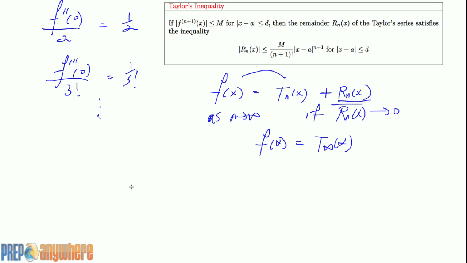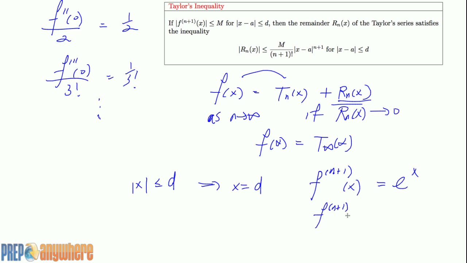So for x, let's say it's less than or equal to d. So let's set x equal to d. Then the m plus 1 derivative is just going to be e to the power of x, because it doesn't matter how many times you differentiate it. So if you plug in the x value of d, we're going to get e to the power of d.